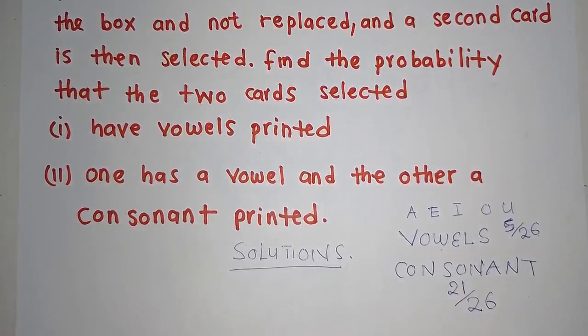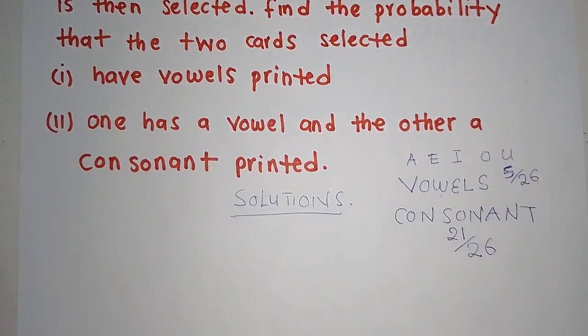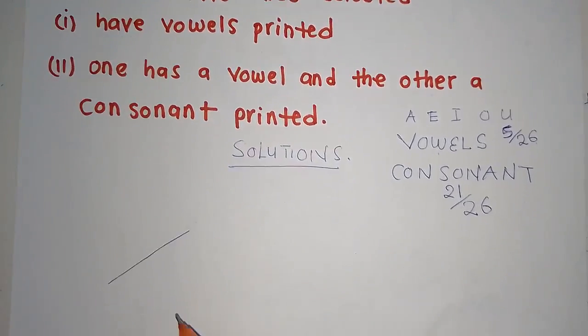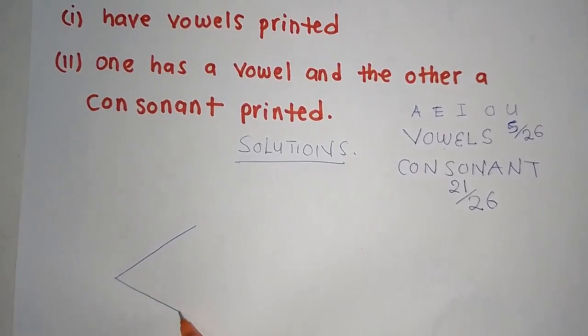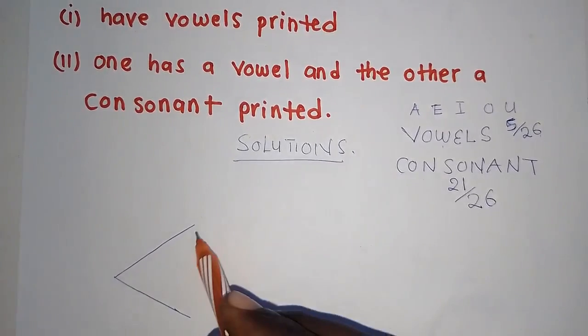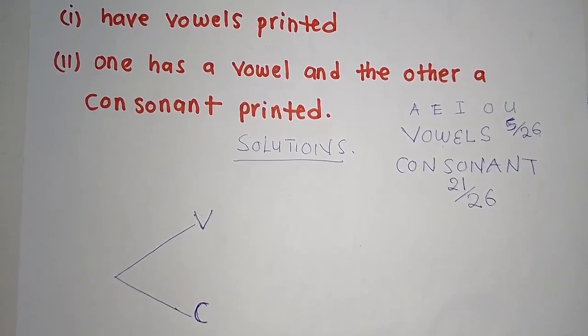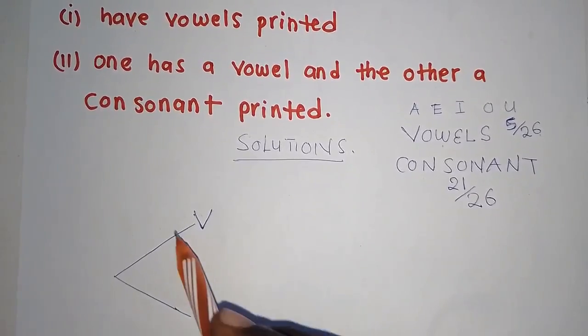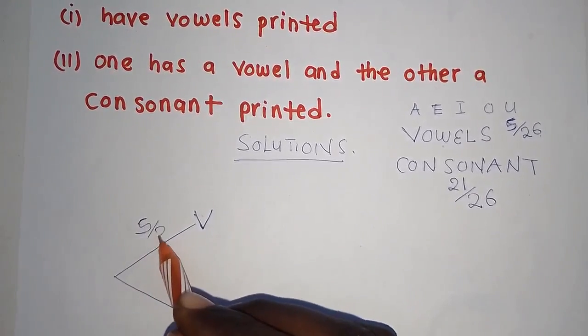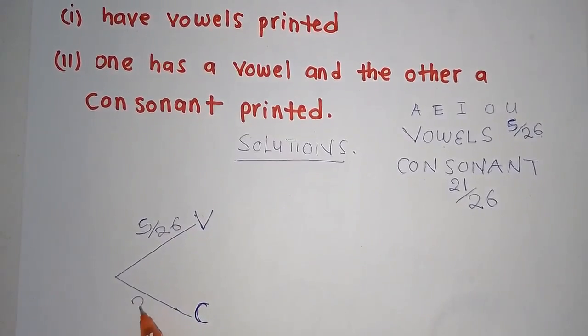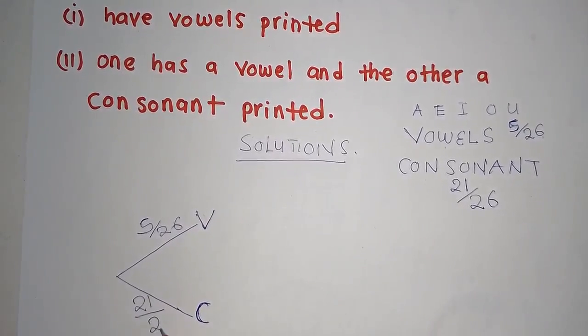I remember telling you that for you to answer a question under probability, you need to draw a tree diagram. So for us to answer this question, we need to draw a tree diagram. How many branches? 2 branches. So I'm going to do this. Even here, I'll do this. I'll say these are vowels. These are consonants. So vowels, 5 over the total number of letters, 26. Consonants, 21 over the total number, 26.